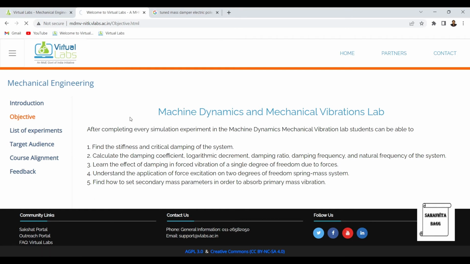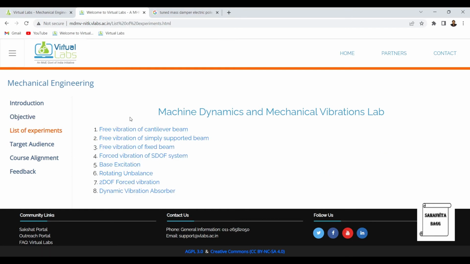There are various experiments that can be done using this lab. The first one is free vibration of cantilever beam. Then we have free vibration of simply supported beam, free vibration of fixed beam. These are the 3 experiments for free vibration. Then there is an experiment for forced vibration of single degree of freedom system. Suppose you are exciting the system forcibly, what kind of response would you get? You can analyze using this experiment.